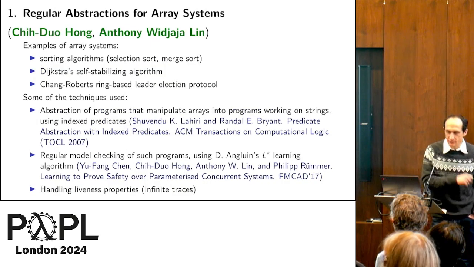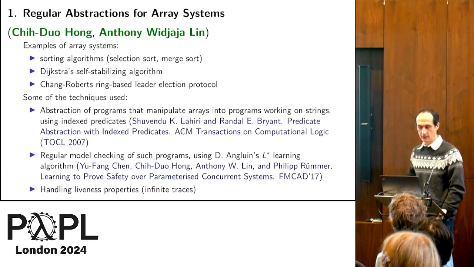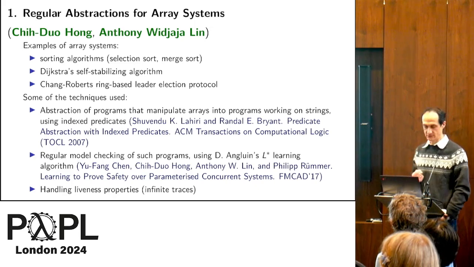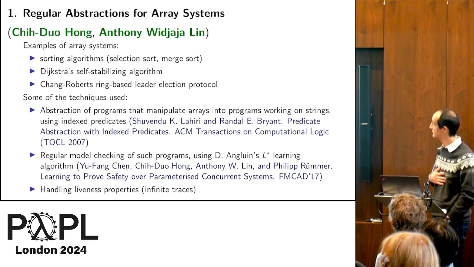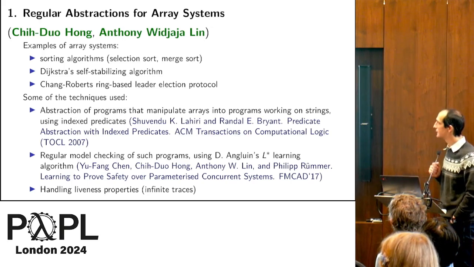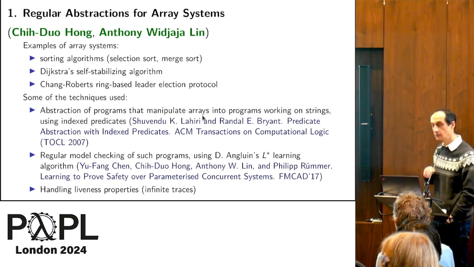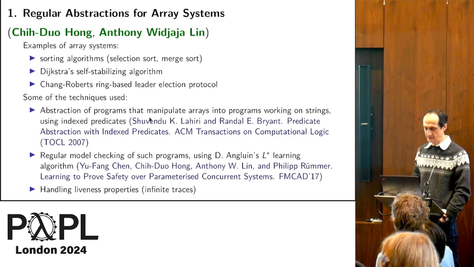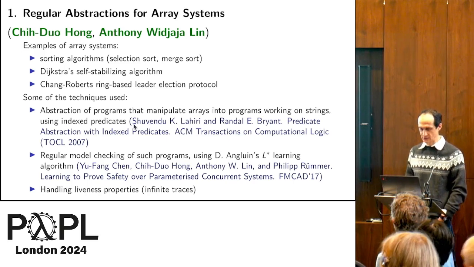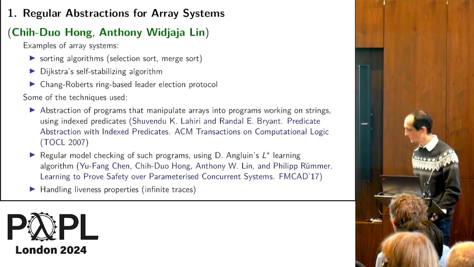And now this leads me to the first paper, which is regular abstractions for array systems. Examples of array systems would be sorting algorithms that operate on arrays and distributed algorithms with symmetric processes, such as Dijkstra's self-stabilizing algorithm or Chang-Roberts ring-based election protocol. So in this work, there's an abstraction from programs that manipulate these arrays into programs that work on strings. And this abstraction uses quantified invariants, which is a very nice concept that generalizes abstraction with some fixed quantifier-free predicates, and it was used as far back as in the work of Lahiri and Bryant.